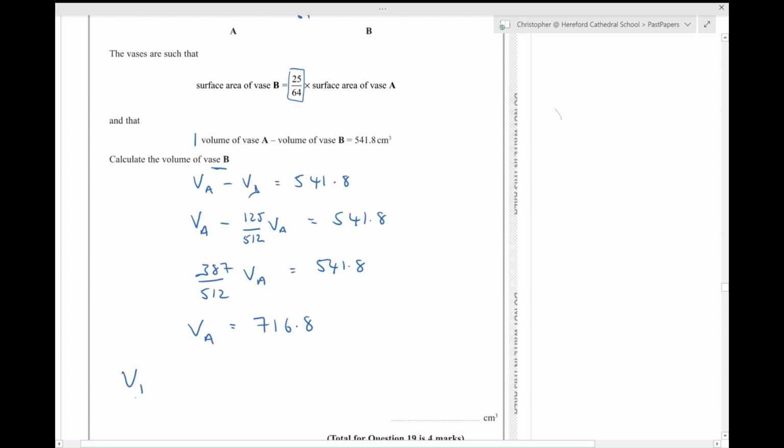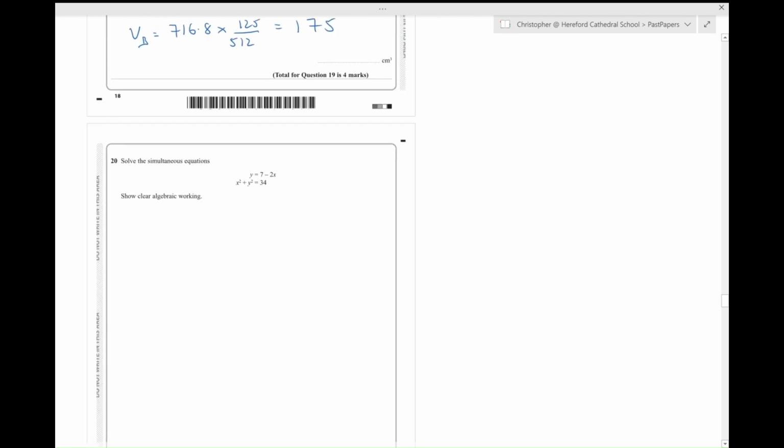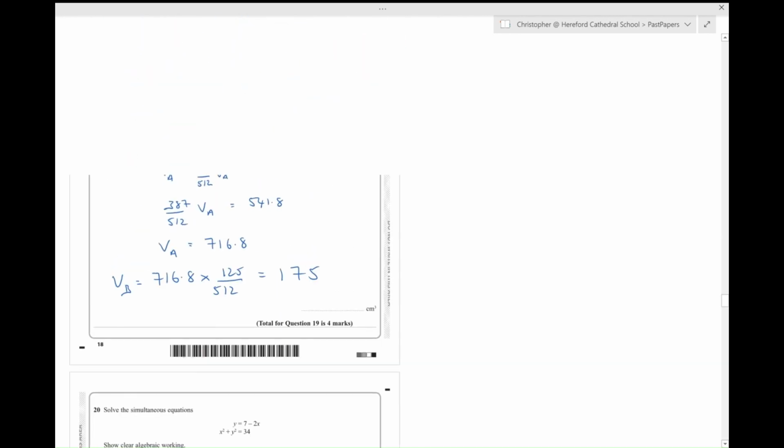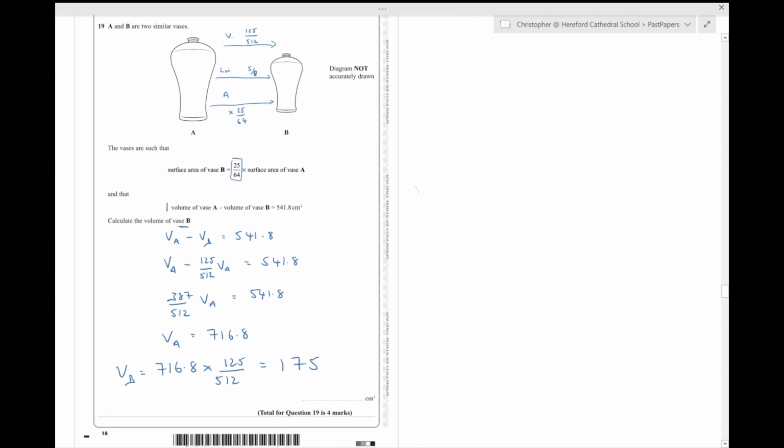And I'm asked for the volume of vase B, of course. So the volume of vase B will be 716.8 multiplied by that volume scale factor, 125 over 512, which gives me an answer of 175. So that is the volume of vase B. And that is question 19 done.